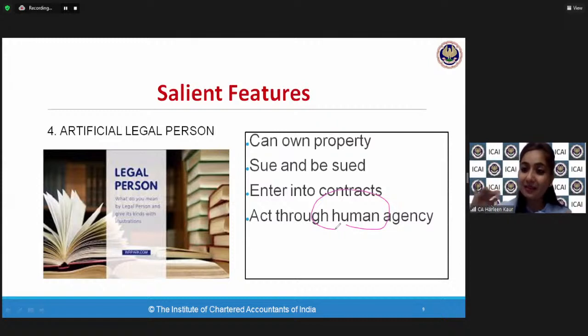So you cannot say that a company, have you ever seen a company moving out in the roads and it's going to enter a contract? So it's always acting through human agency, like shareholders, like directors. So you always need some people who act through the companies, but it's a company. SP Construction Company is filing a case with Mr. So-and-so. So company can enter into contracts also. Company can have a property in its own name also. This is the meaning of artificial legal person.